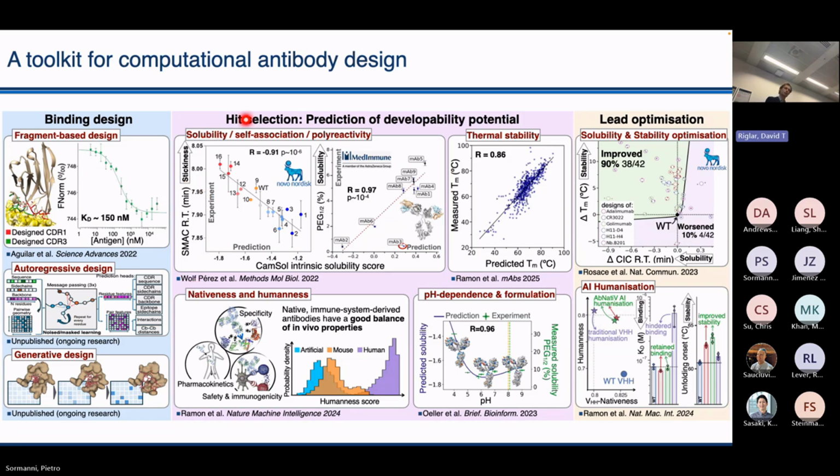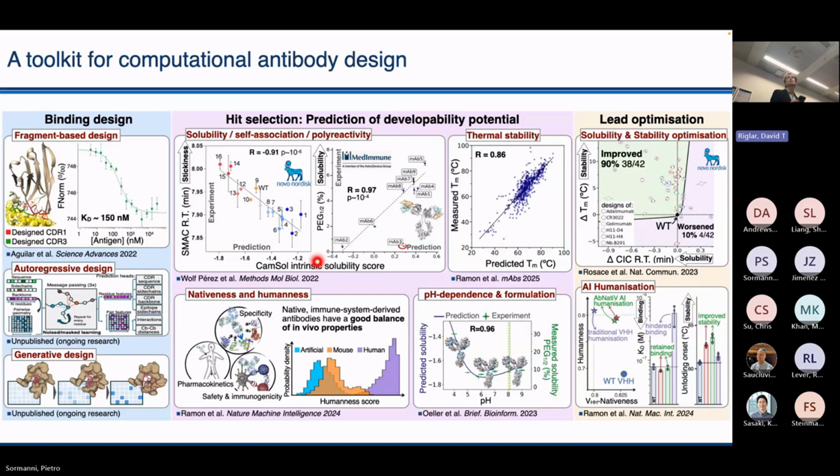In this pink shading, we have our methods for hit selection, because the idea is that you can either design a lot of candidates or obtain a lot of antibodies by traditional means like a display platform or an immunization campaign, and then you need to prioritize them. Obviously, you are going to look at binding, but you also should look at all the developability profile of this molecule. So this is the suite of methods we've been developing to look at that.